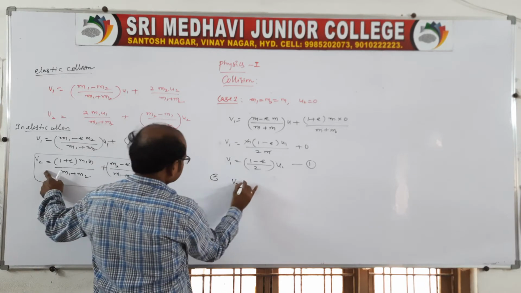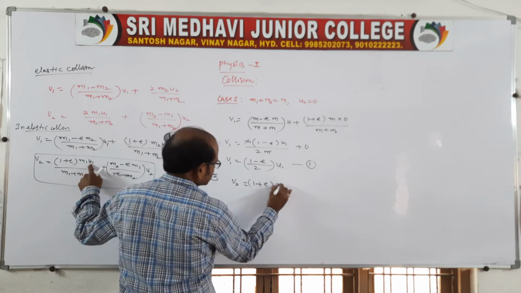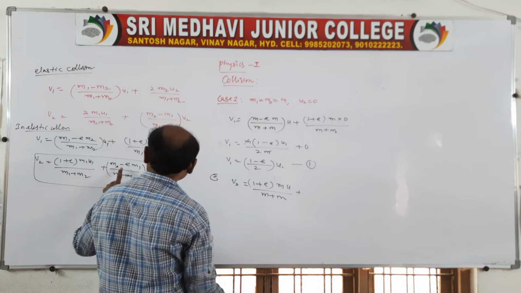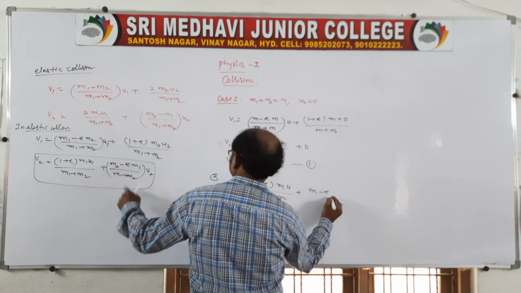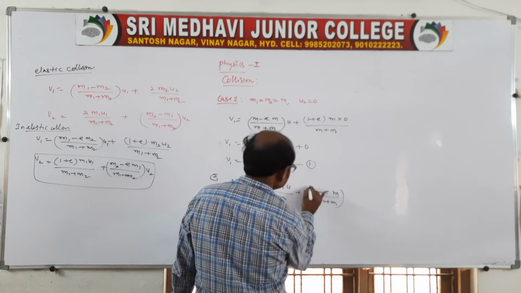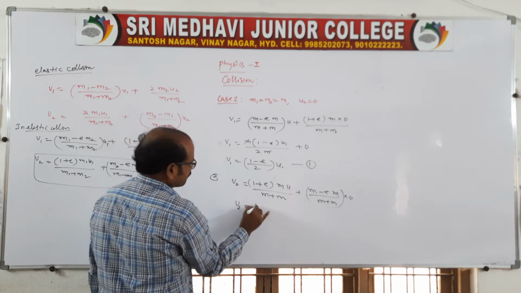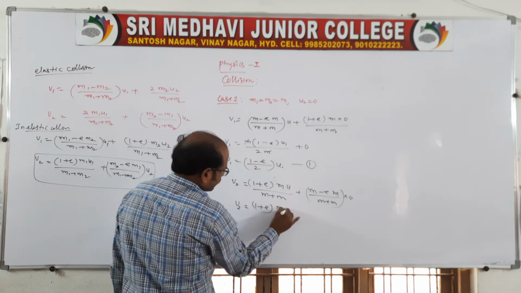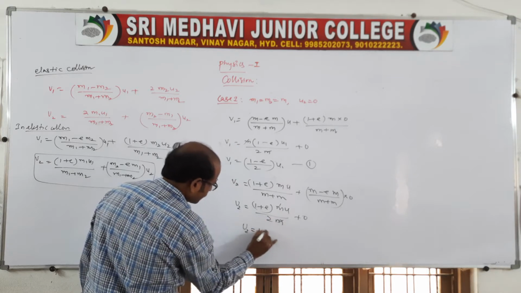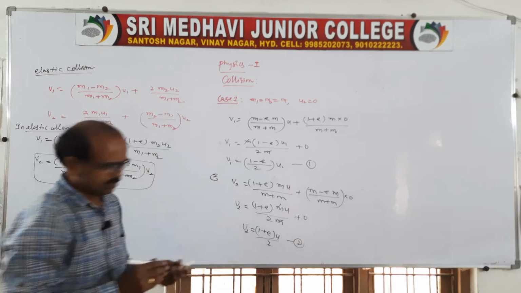Then you go for the second one. V2 is equal to (1 plus e), M1 you take as M, into U1 by M plus M, plus the other term, M minus e M by M plus M into U2, which is 0. Then again it becomes 0. V2 is equal to (1 plus e) M U1 by 2M plus 0. So canceling, V2 is equal to (1 plus e) U1 by 2. This is equation 2. Now we know V1 and V2.